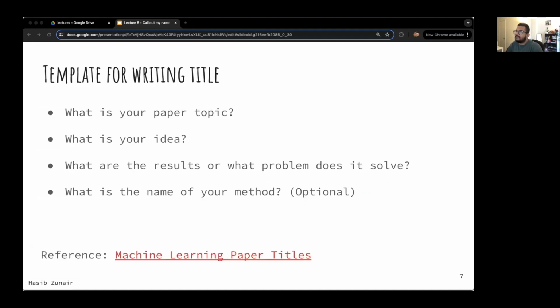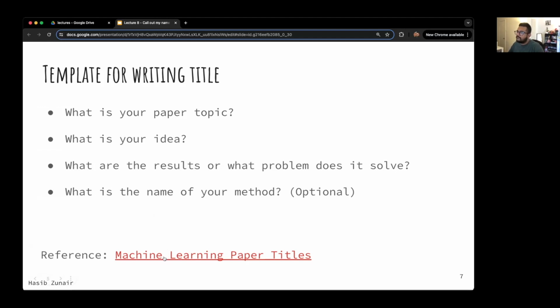Here's a template for writing a paper title. To start off, you would answer the question: what is your paper topic? What is your idea? What are the results or the problem that your idea solves? And optionally, you could also add what is the name of your method.